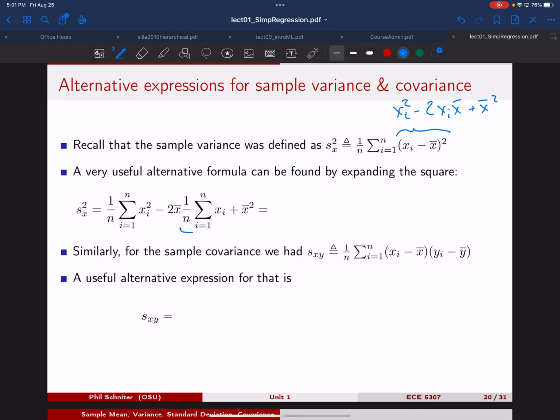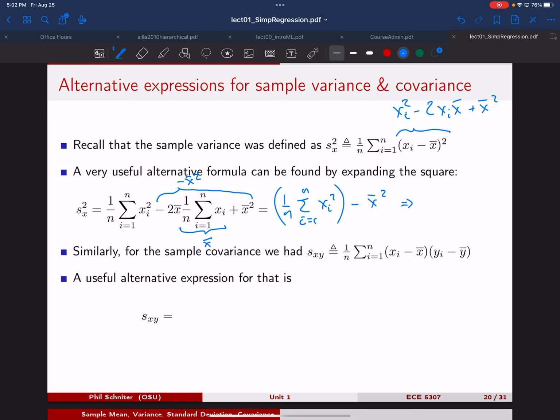What is this over here? X bar. Okay, so now you can see I have 2 times x bar squared, right? And I have a positive x bar squared, so I can combine these guys to be what? Minus x bar squared. So that is what I'm going to write over here. 1 over n, i equals 1 to n, xi squared. So that thing minus x bar squared.